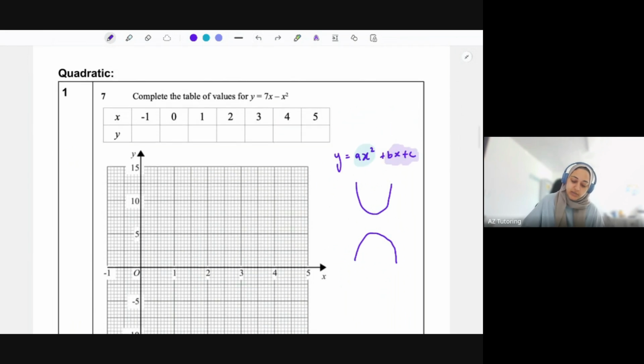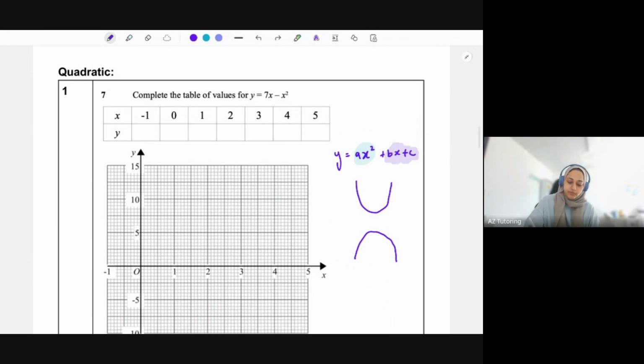It's probably worth writing this out, just to show you. So we've got 7 times -1 minus -1 squared. 7 times -1 is -7. And then we've got minus -1 squared. -1 squared is 1, like we said. -7 minus 1 is -8. So try and not do it all in your head just in case you make a mistake.